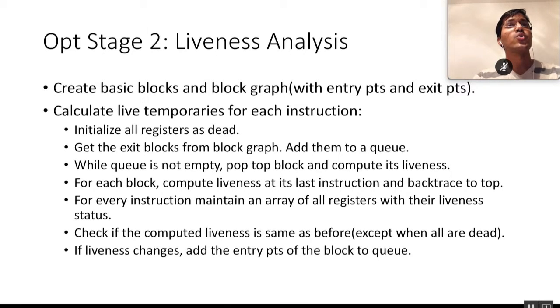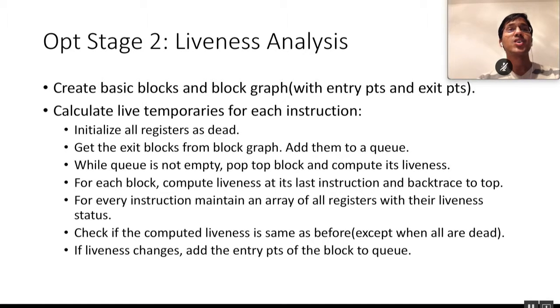In stage 2, I conduct a liveness analysis, for which I create basic blocks and a block graph with entry and exit points. To calculate live temporaries, I initialize all the registers as dead, and then I get the exit blocks from the block graph. I add these blocks to a queue and iterate through this queue in a while loop. That is, if the queue is not empty, I keep on iterating. I get the top block in the queue and compute the liveness of that block. For every block, I backtrace through the instructions of the block.